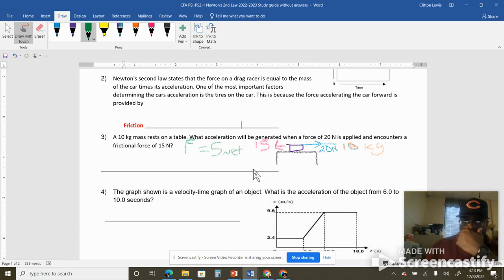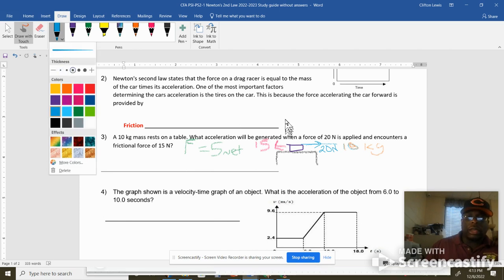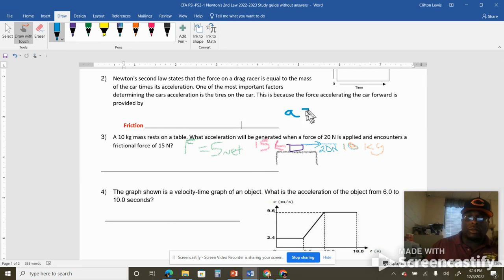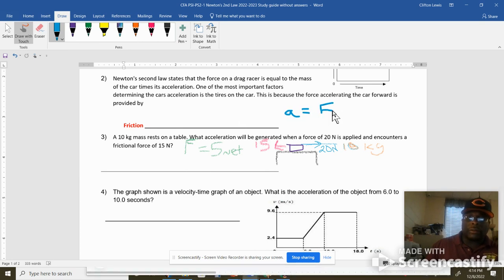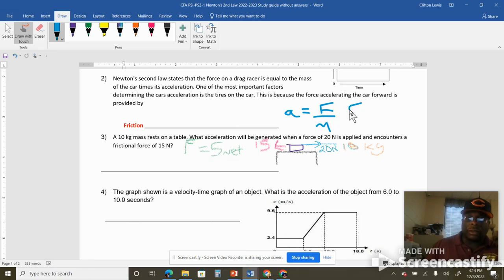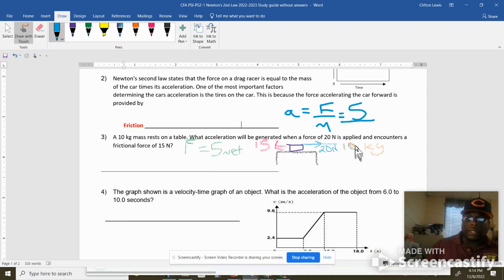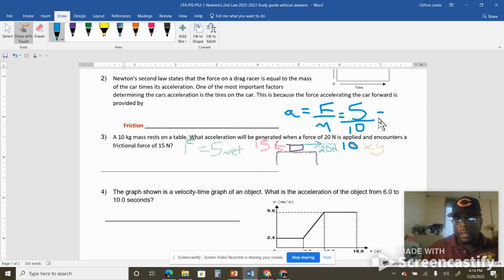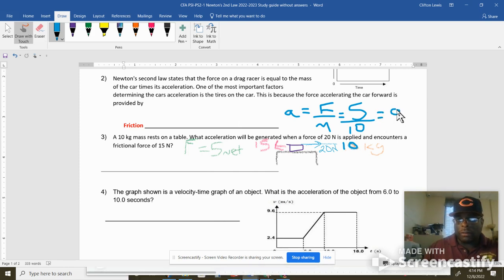Now I try to find what's called the acceleration from the formulas that you've learned in class. I'll give you a couple of them right now. We won't derive them, but I'll write it out for you. Acceleration equals force divided by an object's mass. I have a net force of 5. Object mass is 10. And if I have a calculator, 10 will go into 5 half as much, 0.5.